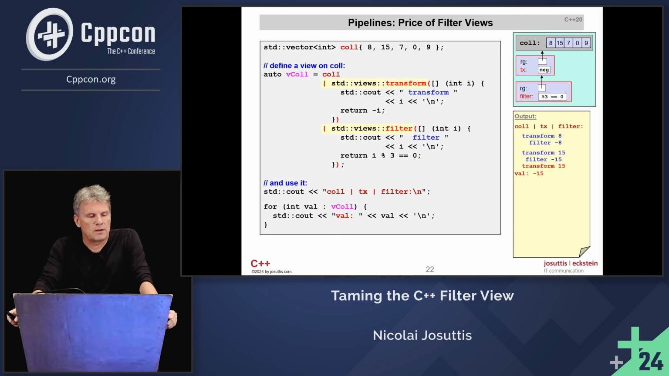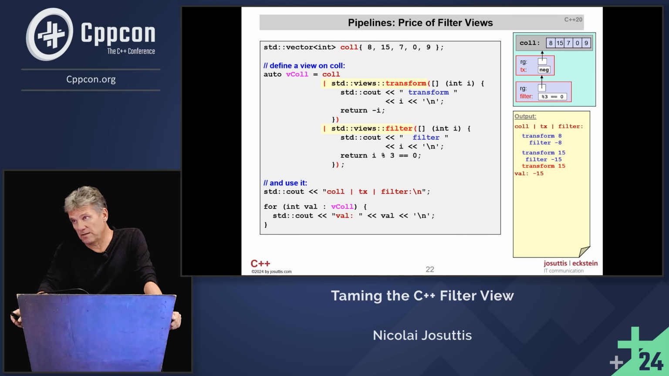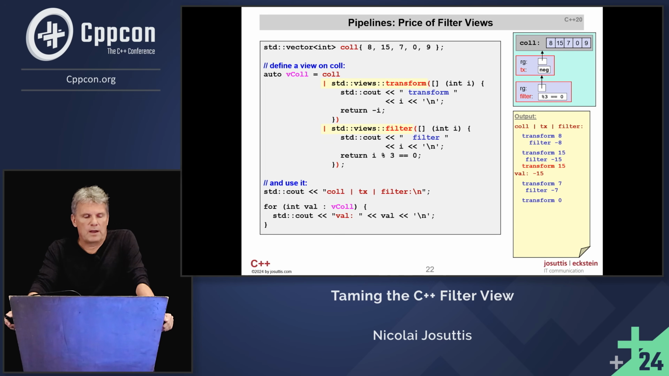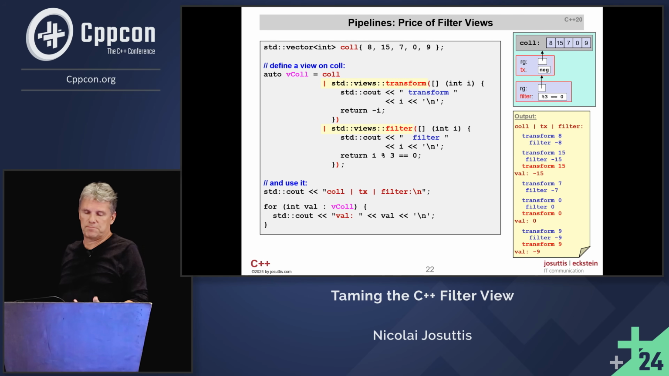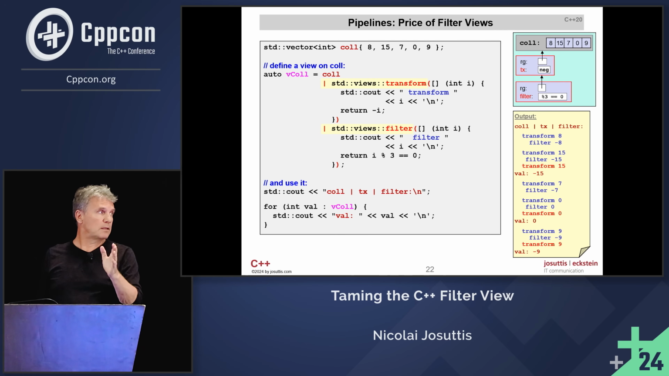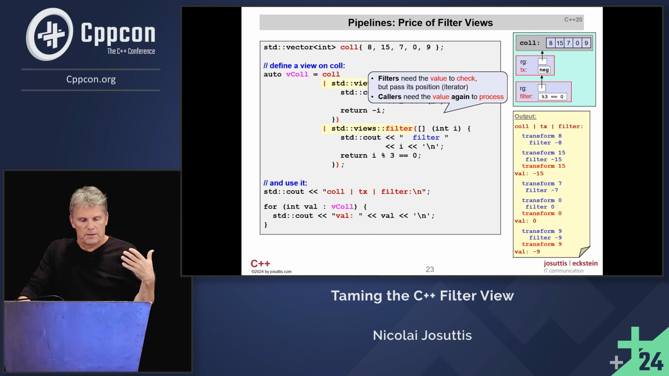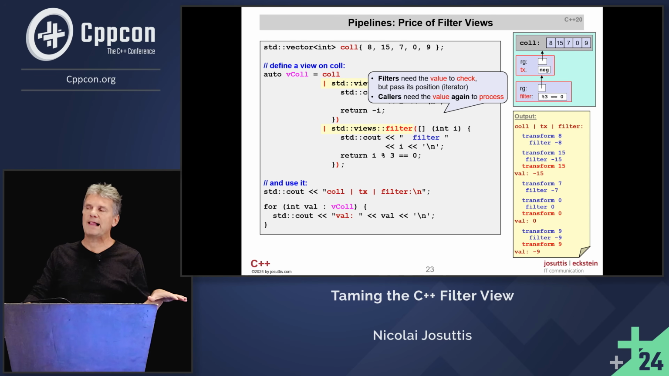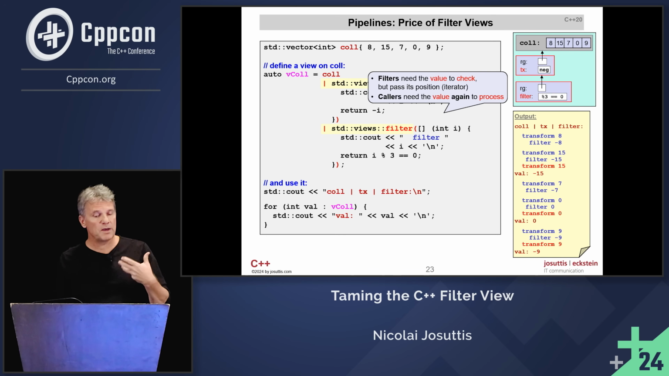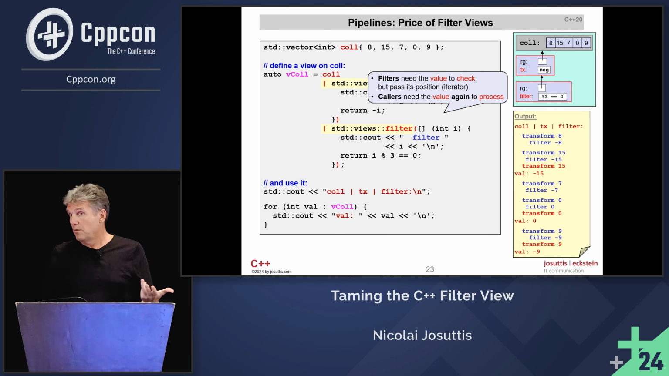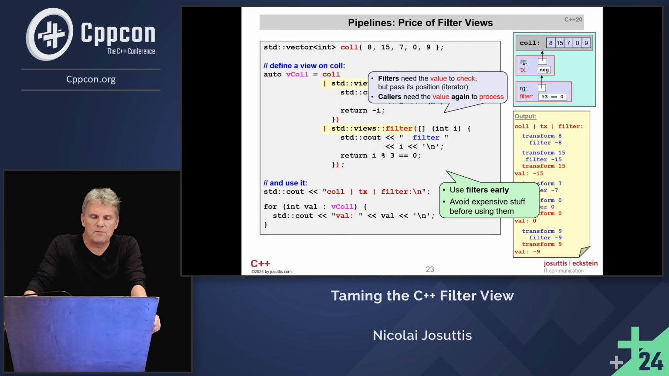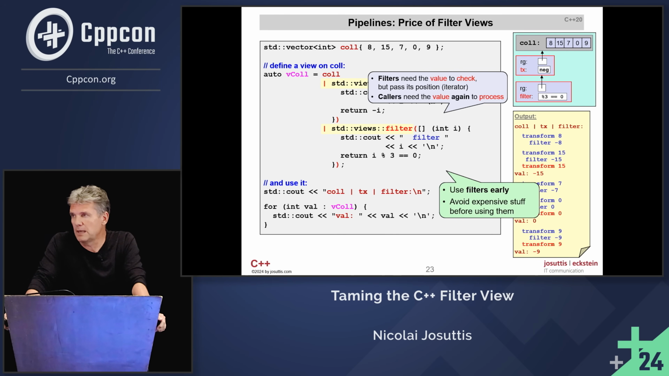It has the effect that if you put a filter behind a component like a transformation, the transformation might be called twice, might be done twice. And that happens with all the values that are passed through. And the more filters you put in the chain, the more often you have to do transformation. So, filters need the value to check. The caller needs the value again to process. We don't pass through values, we pass elements at positions, so iterators. First consequence, use filters early, avoid expensive stuff before using them. But don't be too nervous.